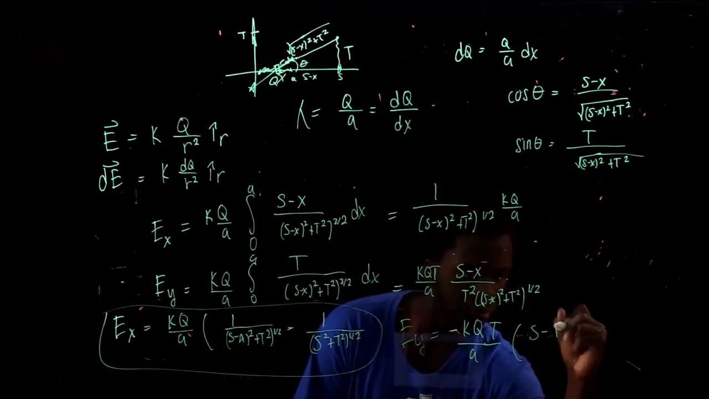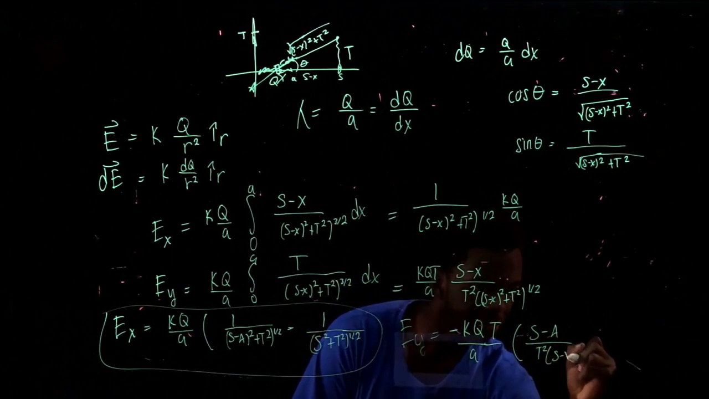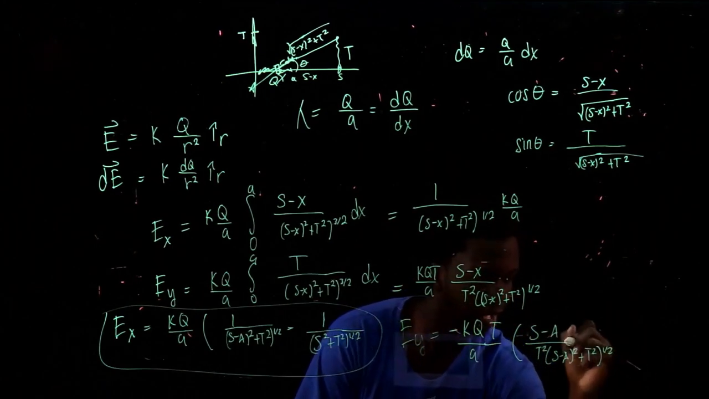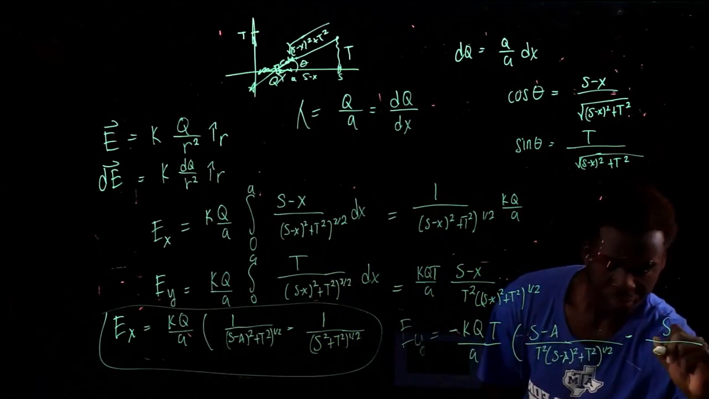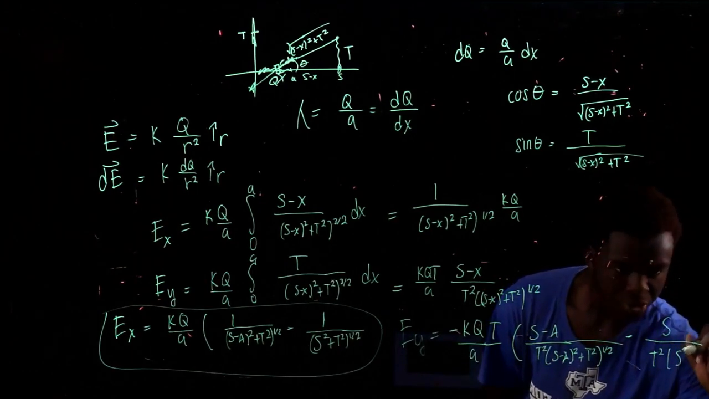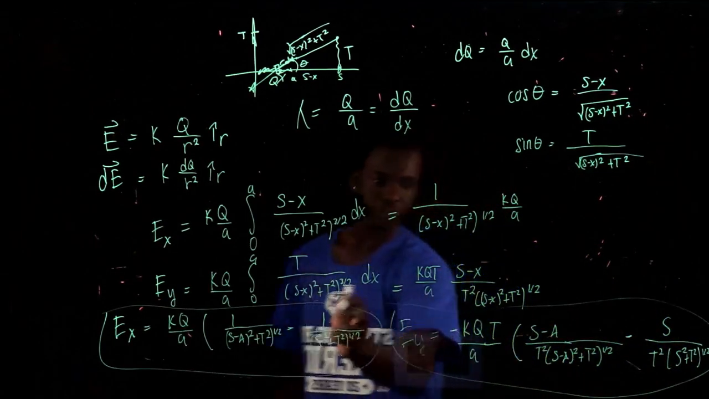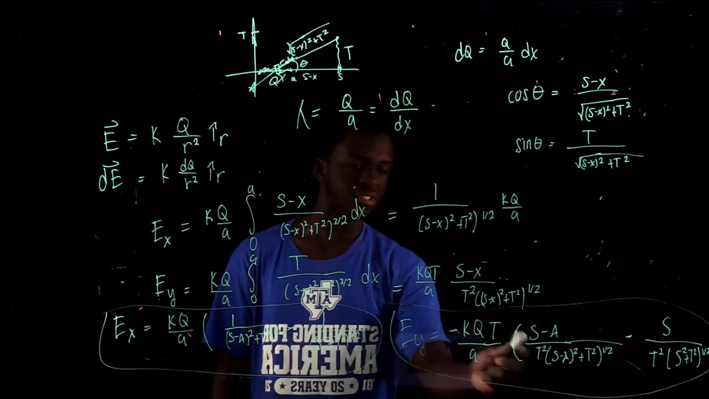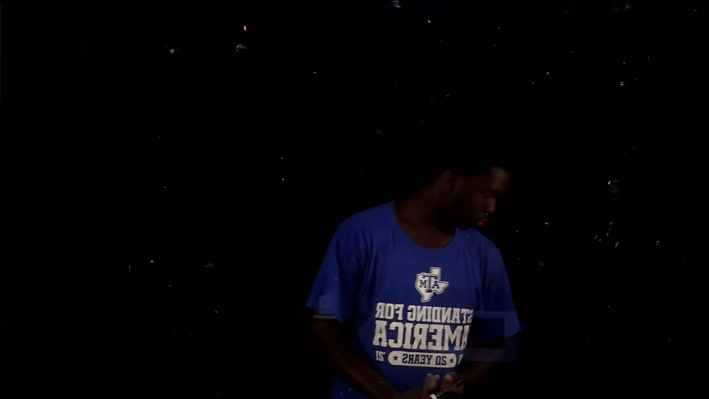And then you have (S minus A) over t squared times (s minus a squared plus t squared) to the half, and then this is all minus s over t squared times (s squared plus t squared) to the half. And that is the final answer for Ey. That should be similar to the answer in the answer key, except they simplified the T and crossed it out over here and just left the T on the bottom. So that's it. So now for number three, they want us to find the potential difference.